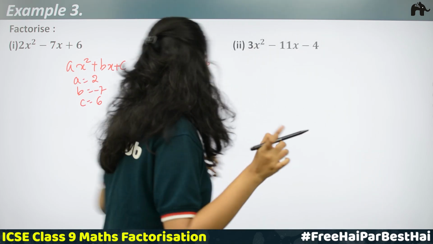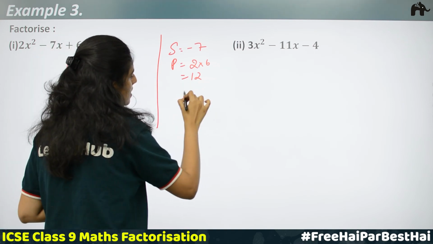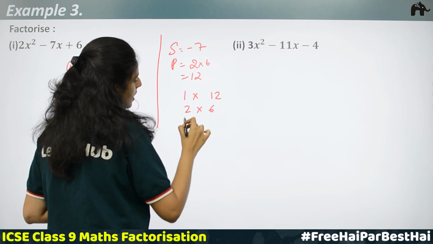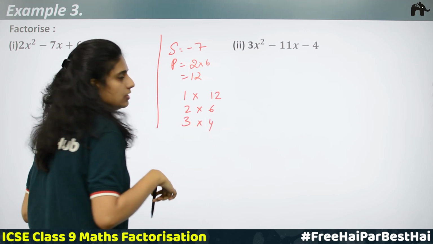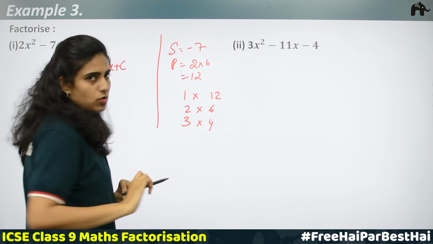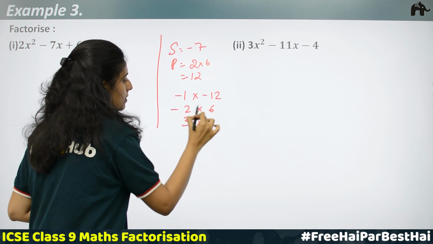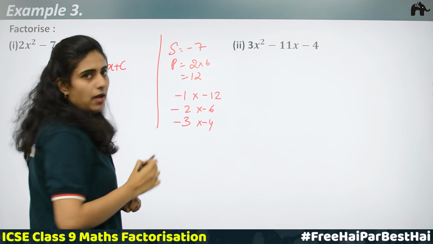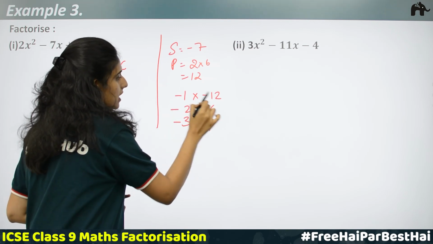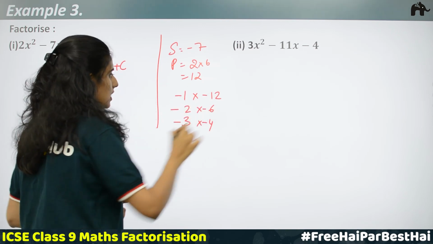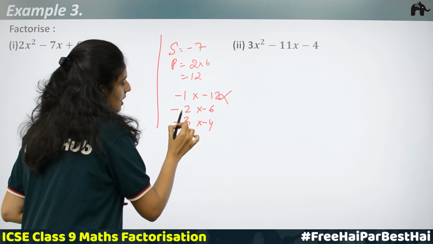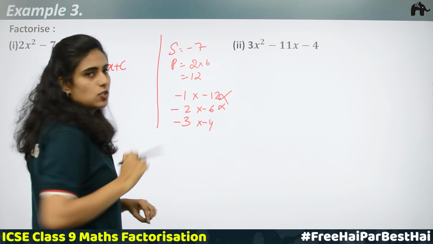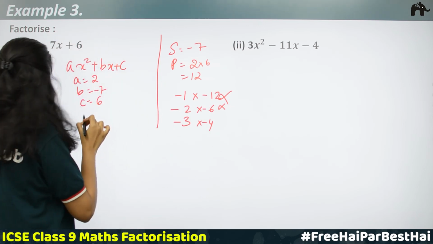Okay. So when do we get 12? 12 is 1 into 12, then 2 into 6, then 3 into 4. In these cases, you will be getting product 12. So here both the numbers should be negative. Okay. Now, the sum should be minus 7. Minus 1 minus 12 is minus 13. So, this is not the one. Minus 2 minus 6 is minus 8. Again not. Then minus 3 minus 4 is minus 7. So, we can split the middle term.